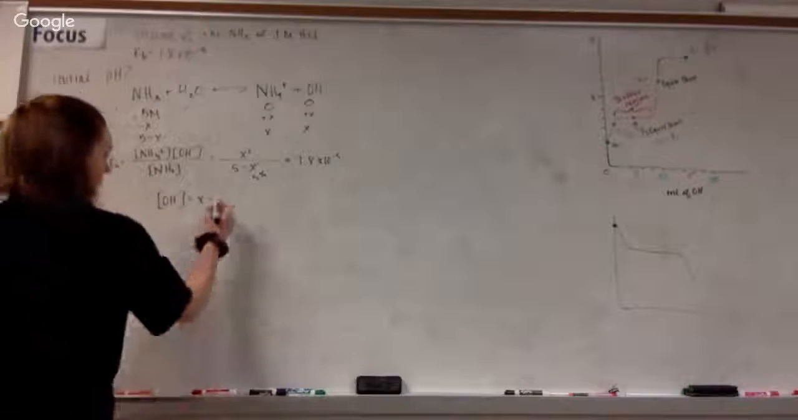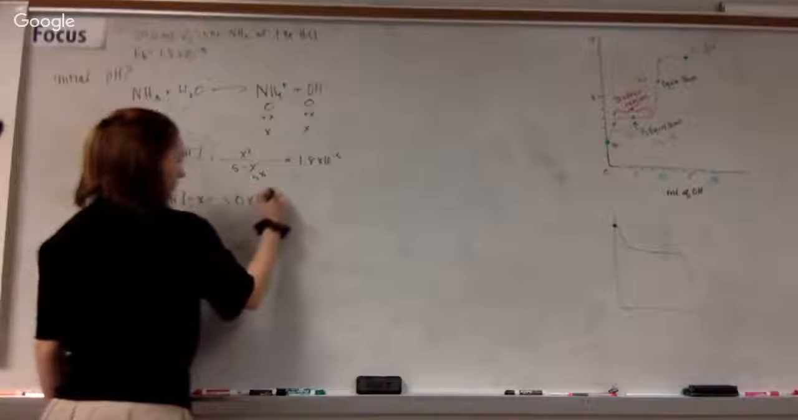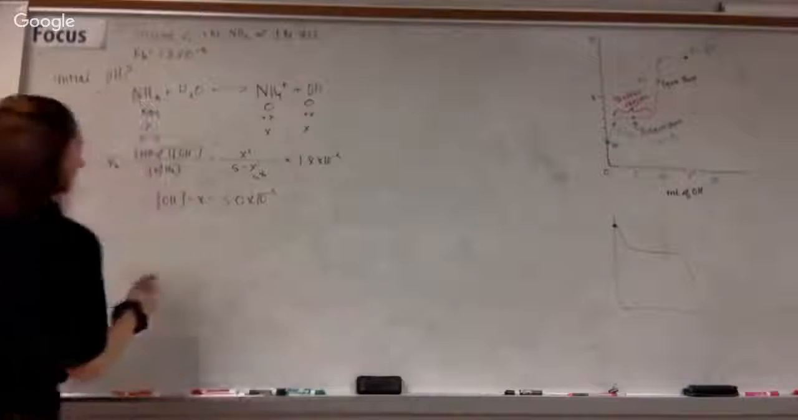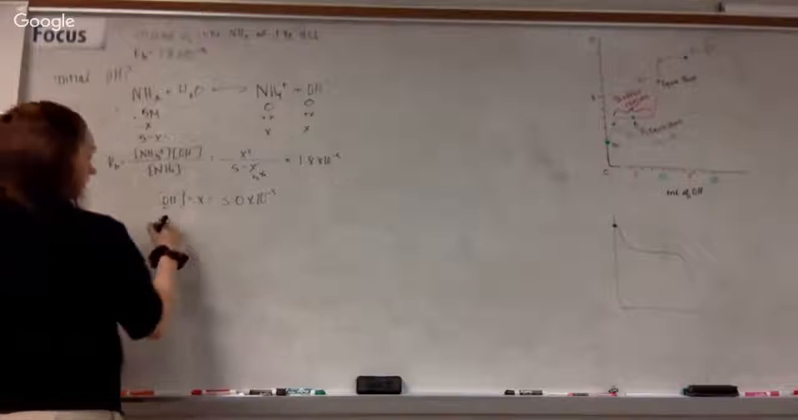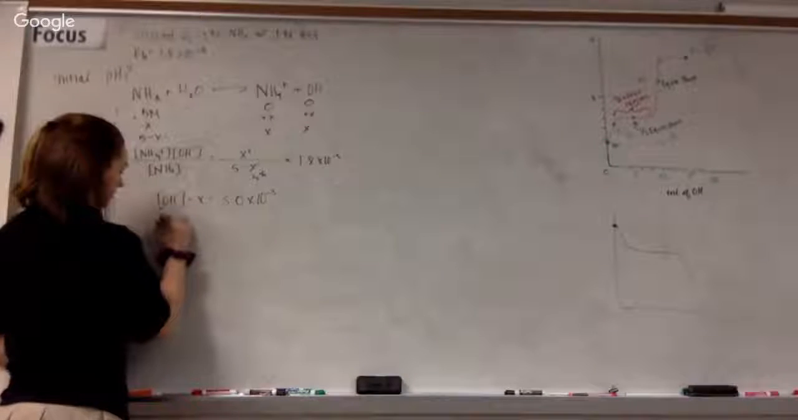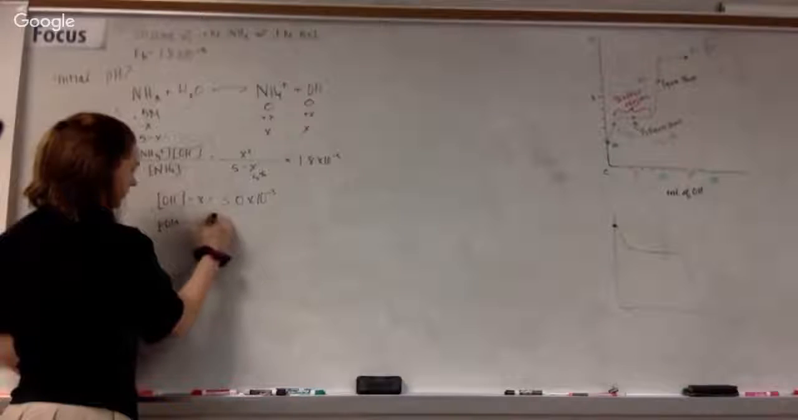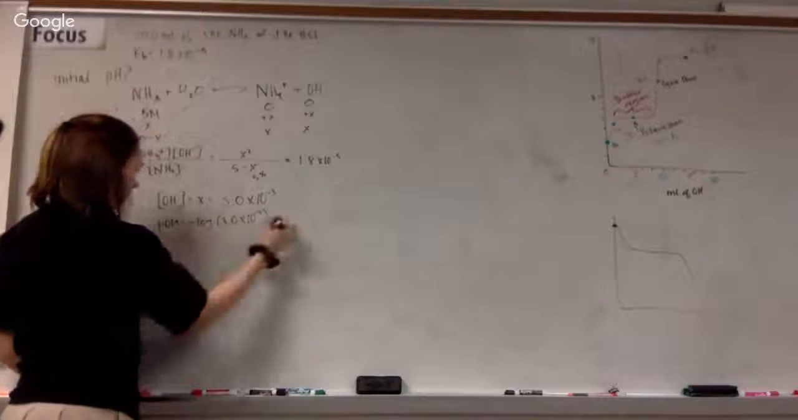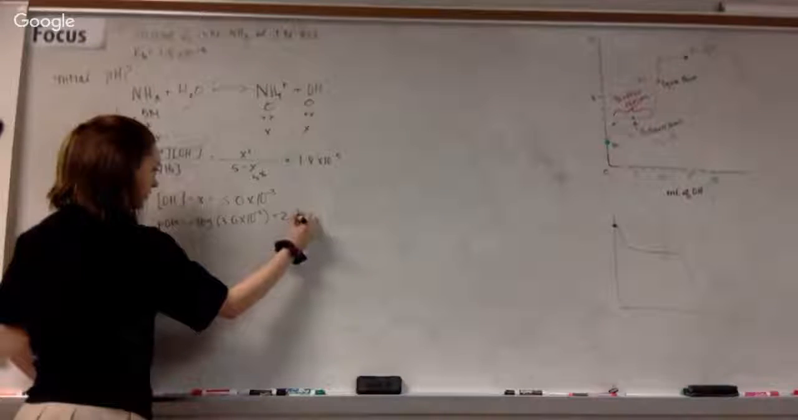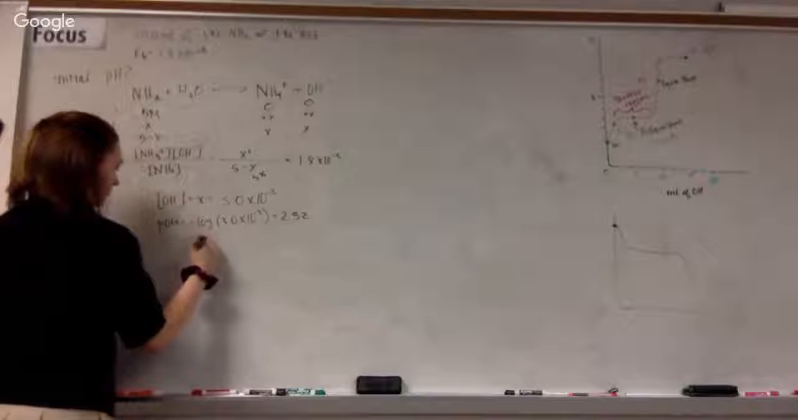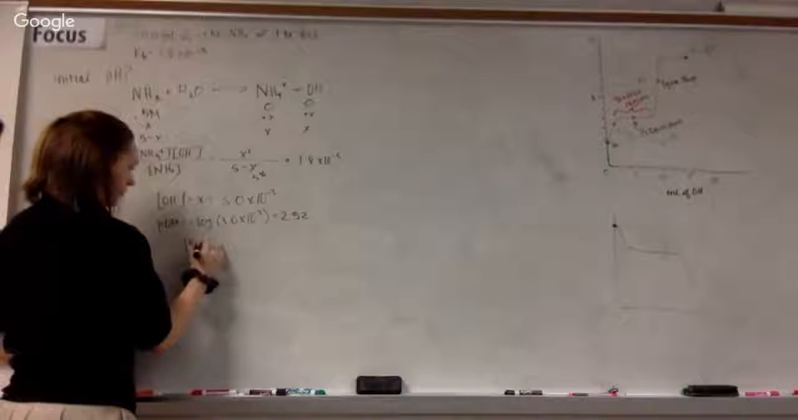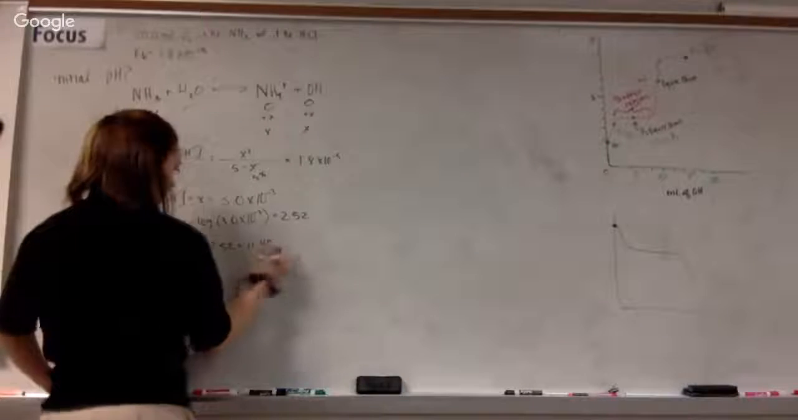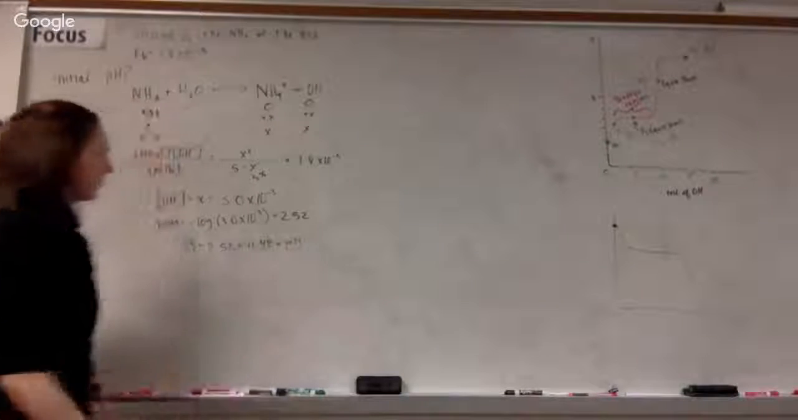3 times 10 to the negative third. Okay, so that's our OH minus concentration, right? So if we want to get the pH, we have to then take the negative log of that and subtract it from 14. pOH is 2.52, and pH is 11.48. Okay, you got the pH.